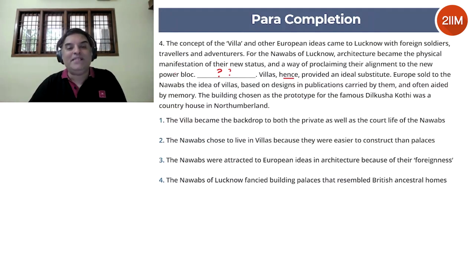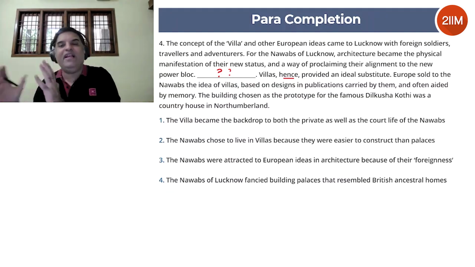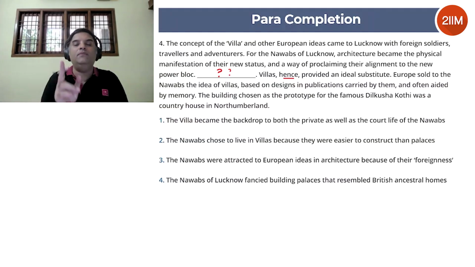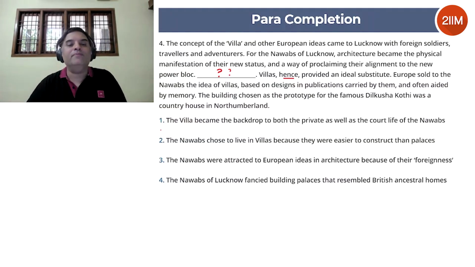All right, great. So we've understood the preceding part and the succeeding part. Whatever we choose will have to flow very well with the preceding part and the succeeding part as well. And remember, succeeding part is the "hence", so it will validate that cause-effect relationship as well. Okay, let's look at one. The villa became the backdrop to both the private as well as the court life of the Nawabs. All right, can this fit?